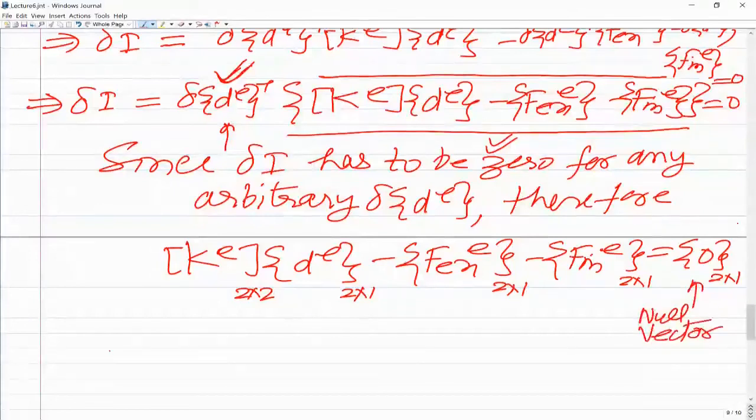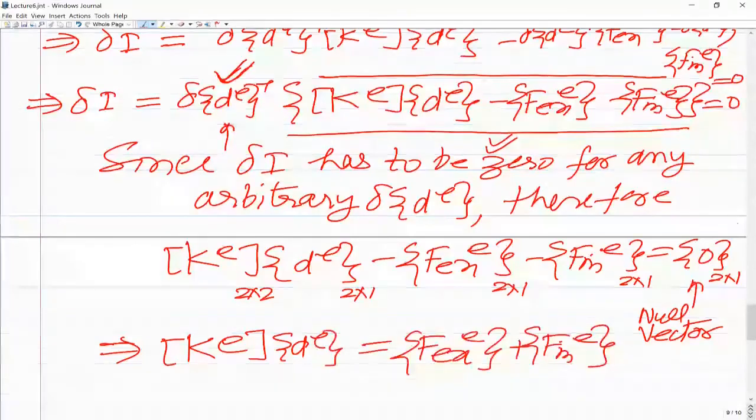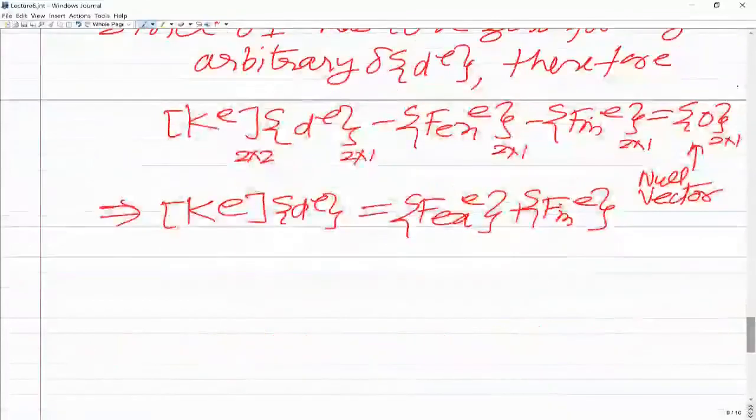As I said, it's a null vector, and so finally you write the element level governing equation as Ke into De, and the load vectors you take towards the right, so F external for the element plus F internal for the element. So this is what is referred to as the element level governing equation, and this is what we wanted to actually derive.